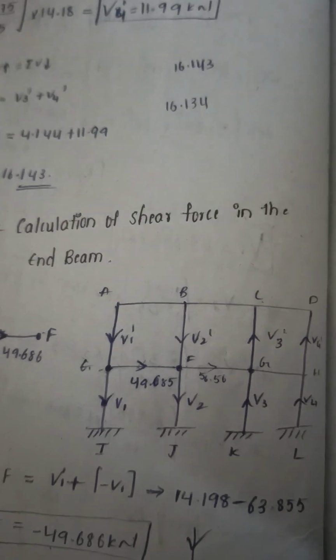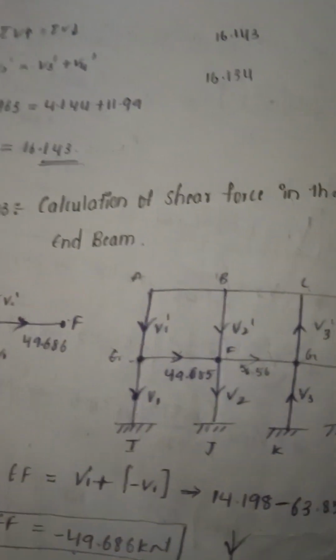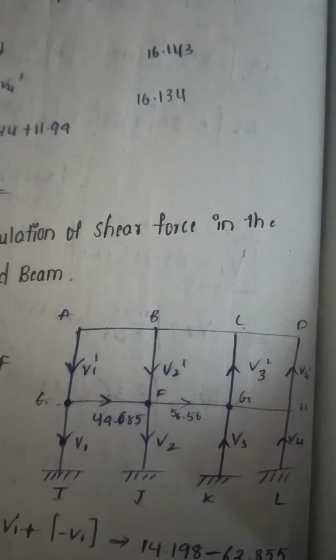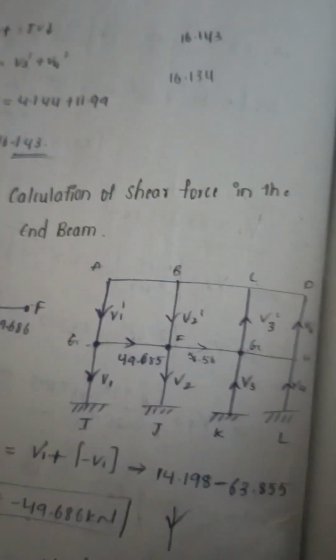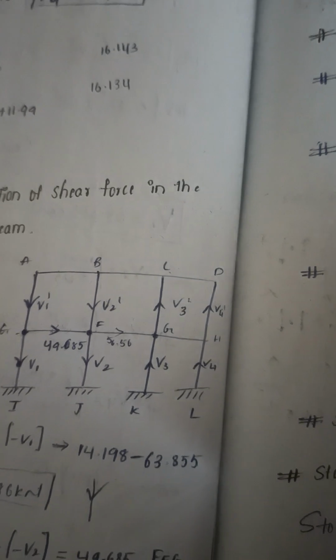Next, at joint A, shear force at A equals minus V1 dash. That's it. Next, shear force at joint B equals minus 13.03 minus V2 dash. Minus 13.03 is from the left side for joint B, and minus V2 dash. Next, at joint C, minus 15.33 plus V3 dash, which is 3.83. Next, at D, minus 11.49 plus 11.49, V4 dash is 11.49. So in this way, step 3 completes. We can find all the shear forces.